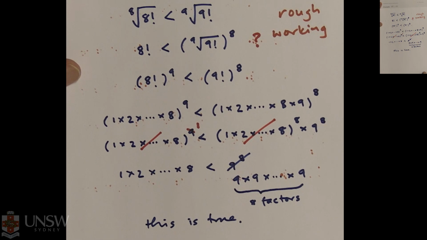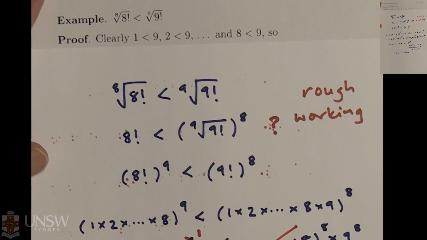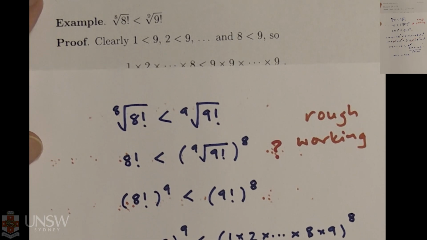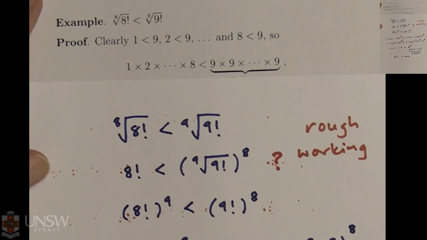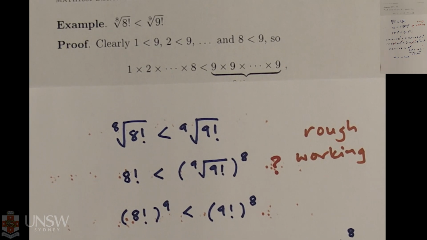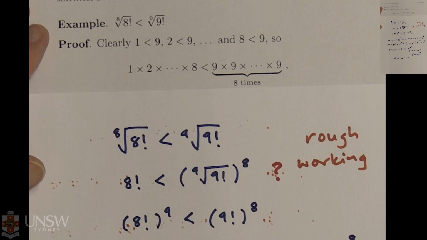So, after all that discussion, this is the sort of thing which you might end up with as a proof. I'm going to start off with this information that I didn't actually write here, but I mentioned it. 1 is less than 9, 2 is less than 9, etc. That's clearly true. And therefore, if I multiply together 1 by 2 by 3, etc., it'll be less than 9 by 9 by 9, etc. So I get that.